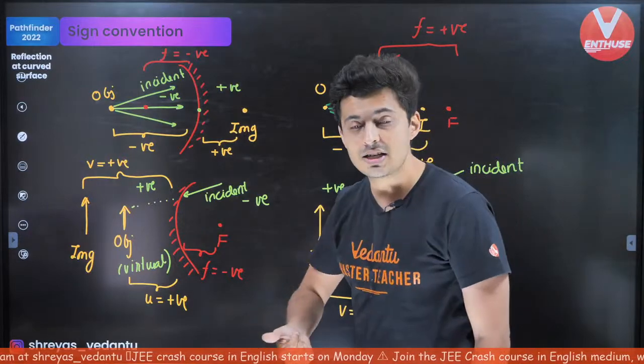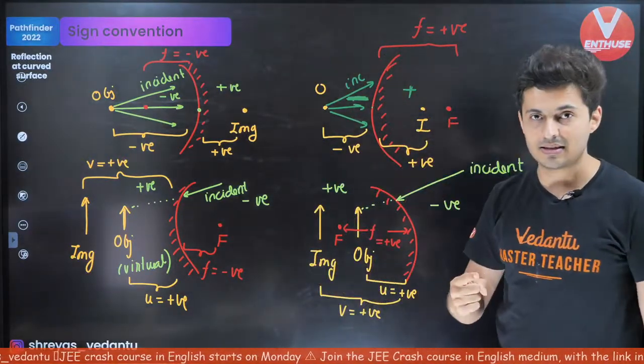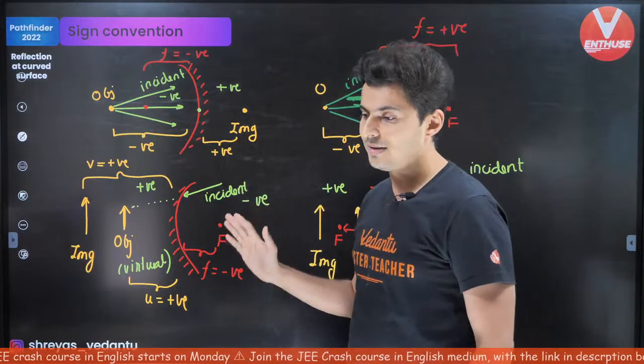This is how you use sign convention. It's also applicable for lenses, for combinations of mirrors, lenses, everything.